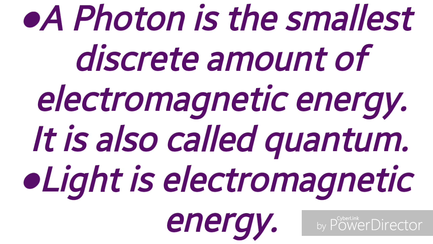A photon is the smallest discrete amount of electromagnetic energy. It is also called quantum. In plural, we will say quanta. Light is actually electromagnetic energy. The energy emitted by electrons is actually electromagnetic energy.